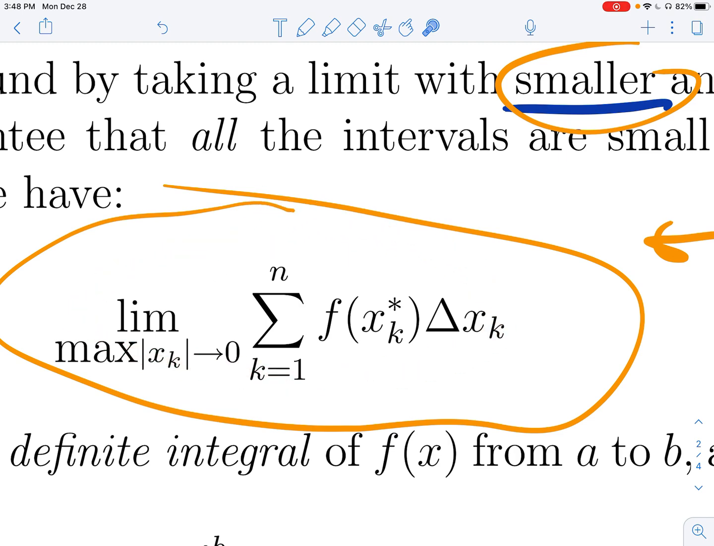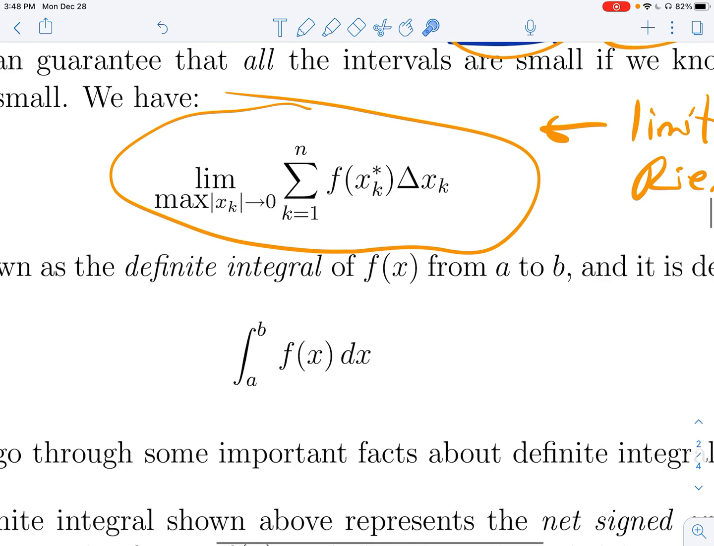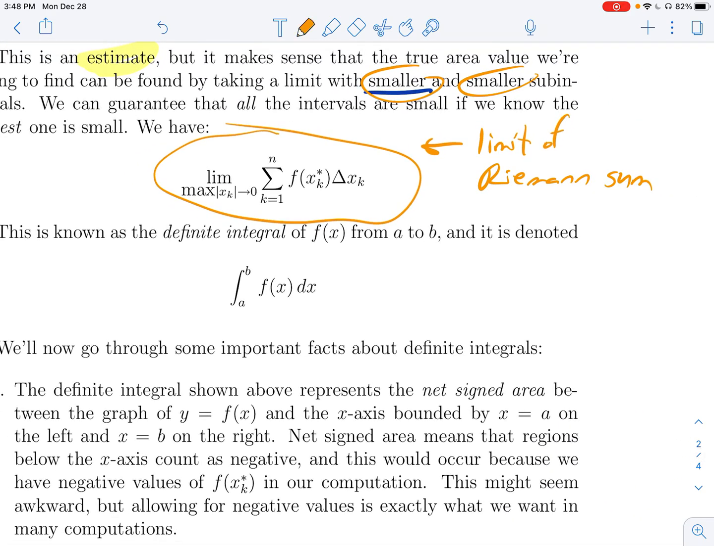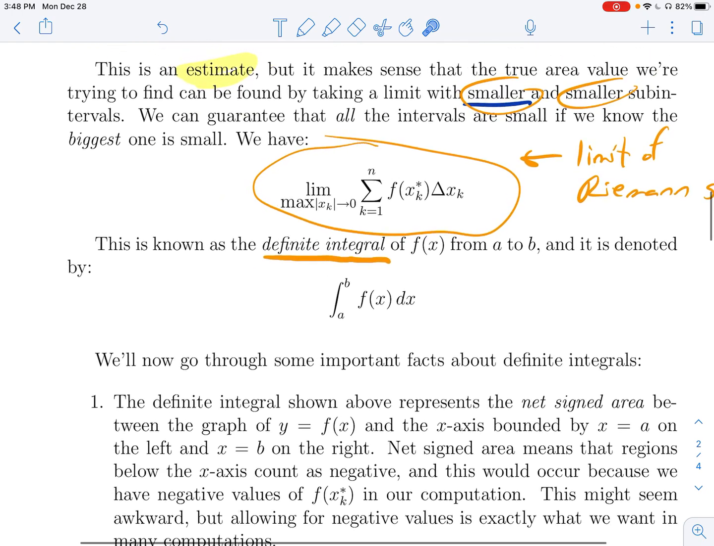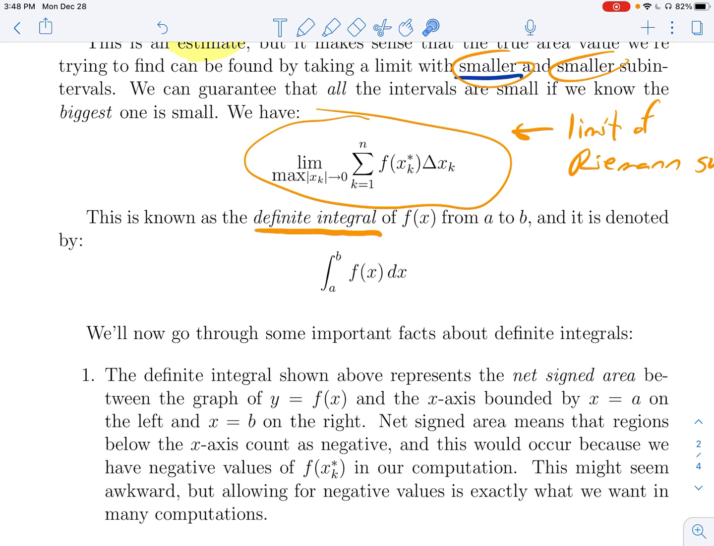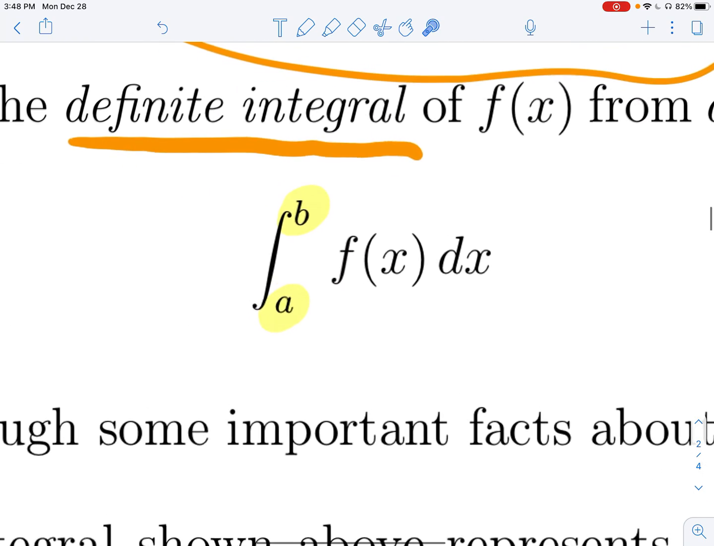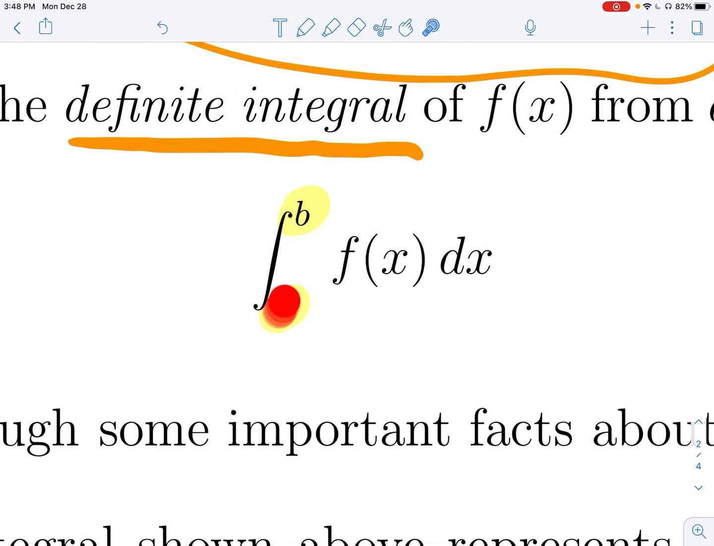We abbreviate this. This whole process is what's known as a definite integral. It's the definite integral of the function f of x from a to b, and we write it like this. So it's like the indefinite integral, but you'll notice we put the endpoints of the interval at the top and bottom.